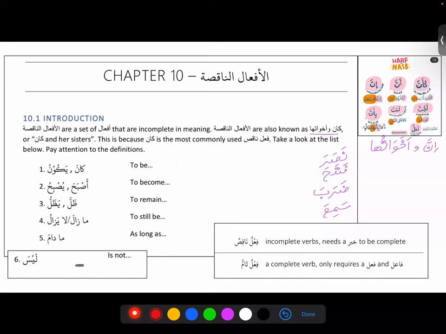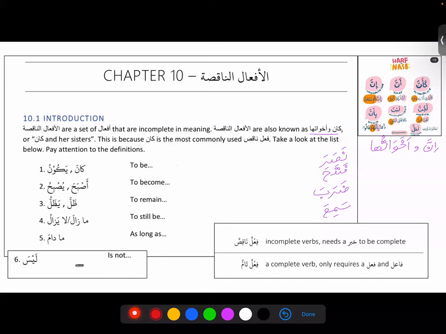So now let's see what are the sisters of Kana. So Kana yakunu, we are going to call it fi'l naqis, right? And then the sister of Kana is asbaha. It's not from subh, rather it means become. Yeah, the root letters are the same.